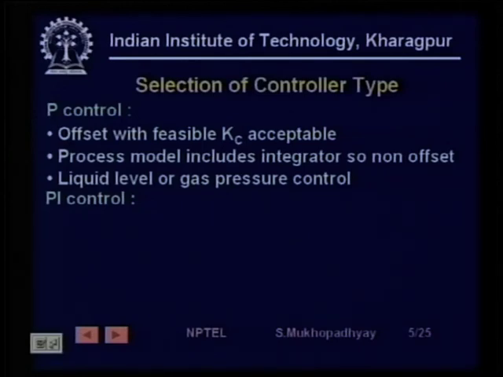Now, in liquid level or gas pressure control, you do not always have an integrator. That depends on whether the fluid is also being drained. If the fluid is being drained, then it will not be an actual integrator. But in such cases it is often the case that the control of the level is not that critical.